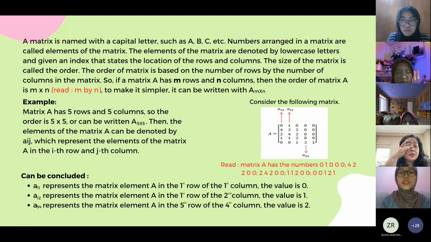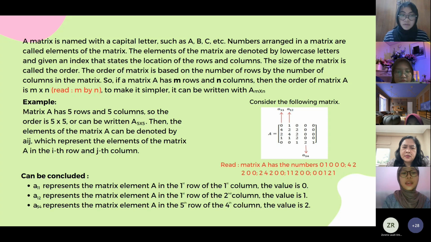The elements of the matrix are denoted by lowercase letters and given an index that states the location of the rows and columns. The size of the matrix is called the order. The order of a matrix is based on the number of rows by the number of columns. So, if a matrix A has m rows and n columns, then the order of matrix A is m by n. To make it simpler, it can be written with the order m by n like this.